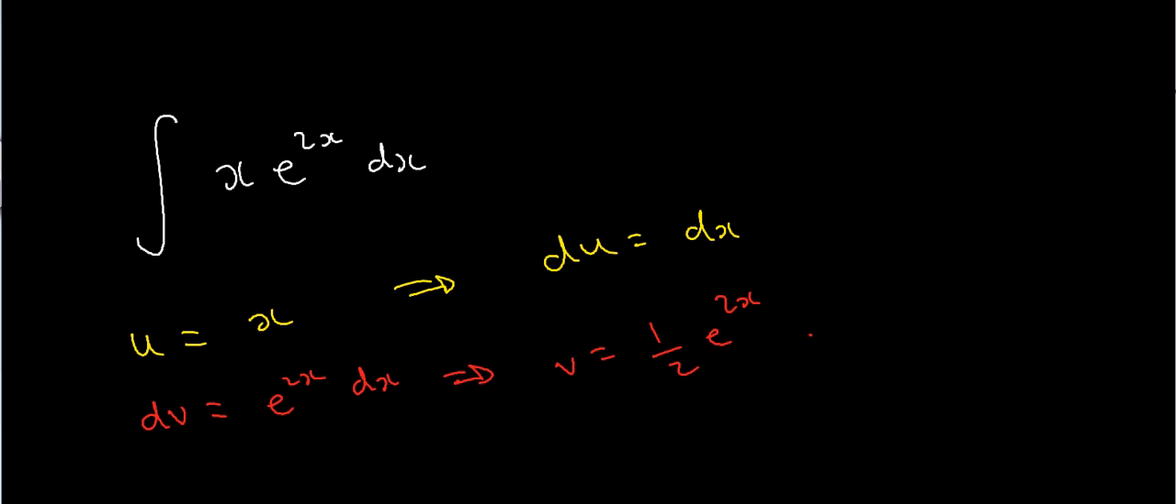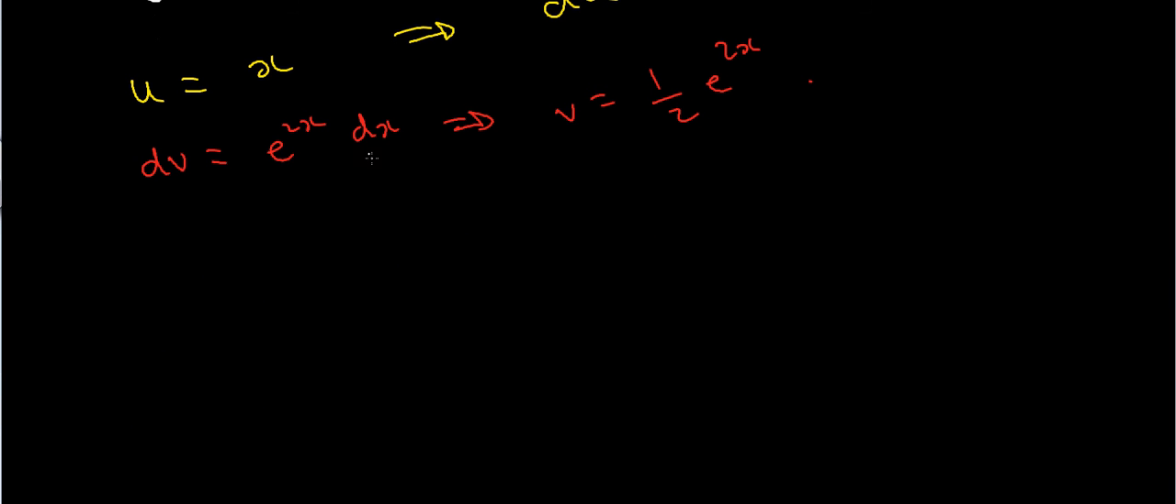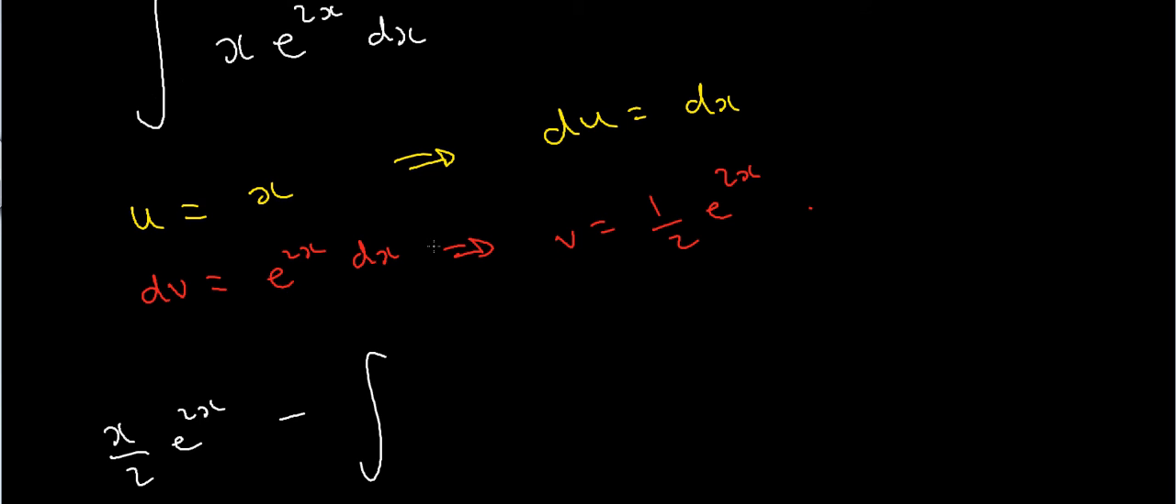So my integration by parts formula says that I've got to multiply u and v. So what is that? Well, u times v is just x times a half e to the 2x, which is the same as x over 2 e to the 2x. I've now got to subtract v du. So I've got to subtract the integral of v times du. Well, v times du is just a half e to the 2x dx.